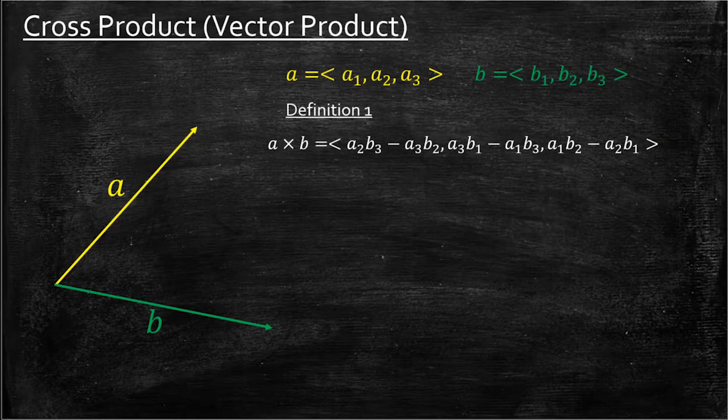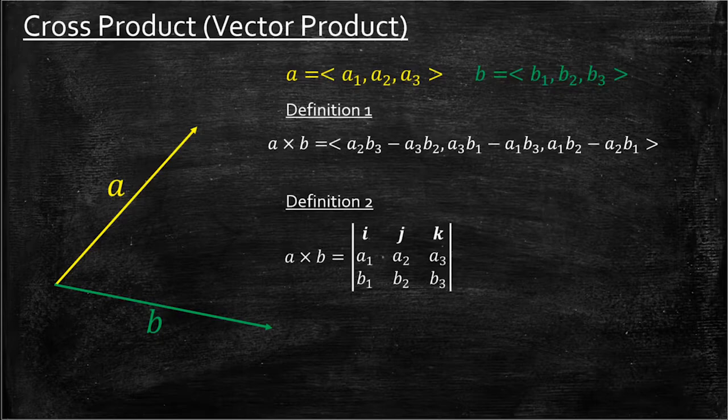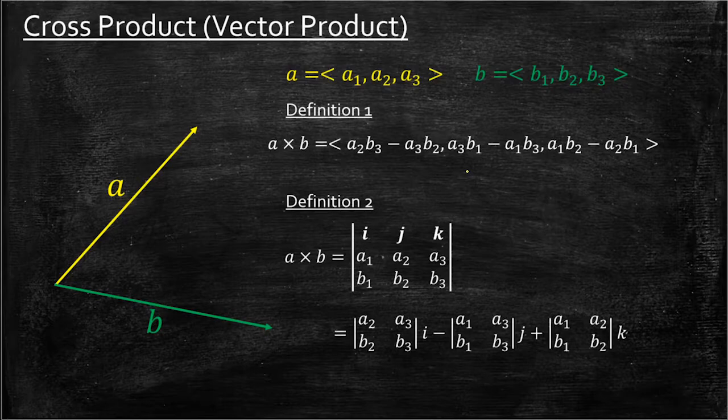That is not my preferred method of doing this. I prefer to use the matrix method. So the second definition is a cross b is the determinant of this matrix over here. When I'm using these lines for this video, that does not mean modulus. That means determinant. And what we need to do is find the determinant of this matrix, subtract the determinant of this matrix, and then add the determinant of this matrix, with the i, j, k components in that form.